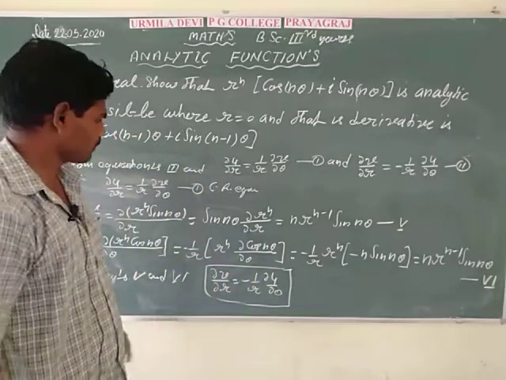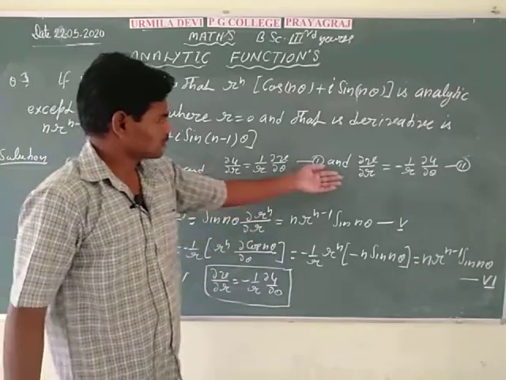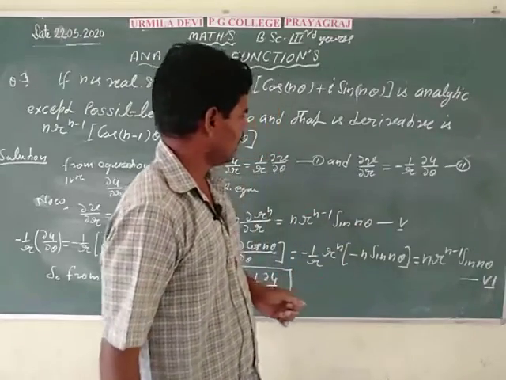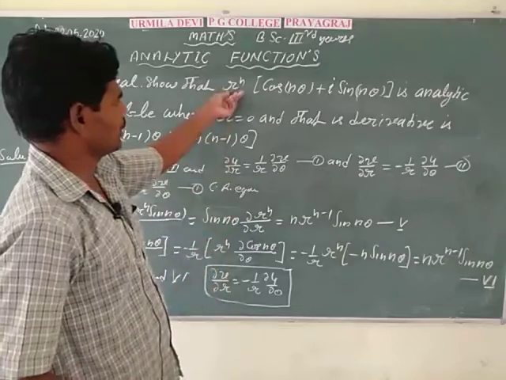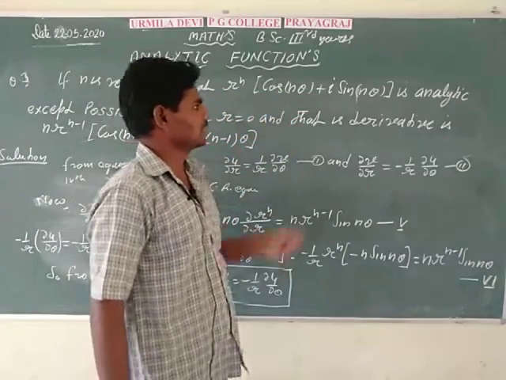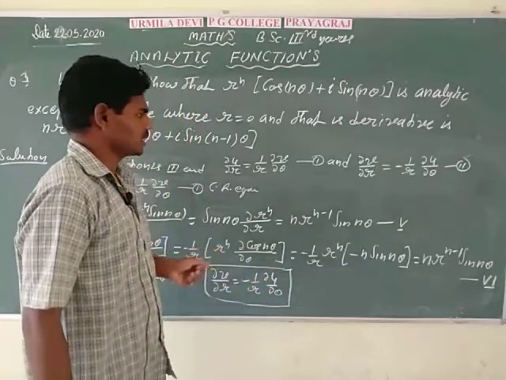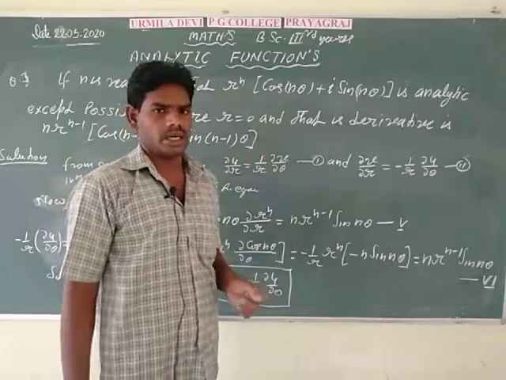So in this process, it is clear that the second equation is satisfied by the given function f(z) = r to the power n (cos n theta plus i sin n theta). It satisfies all the CR equations, first and second. Therefore the function f(z) is an analytic function.